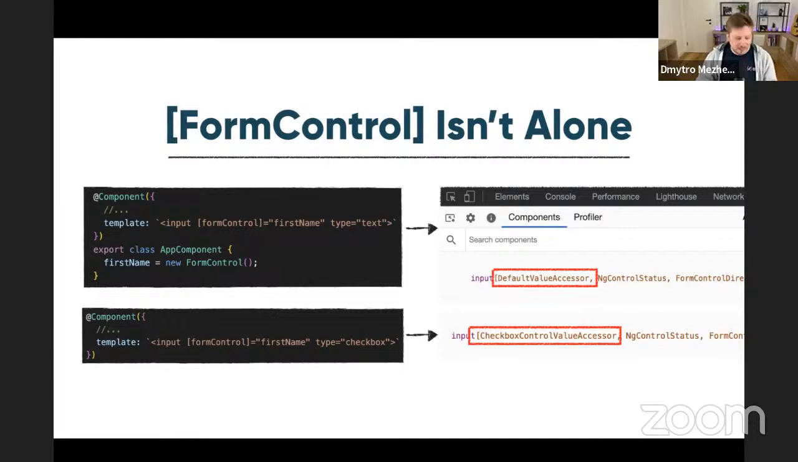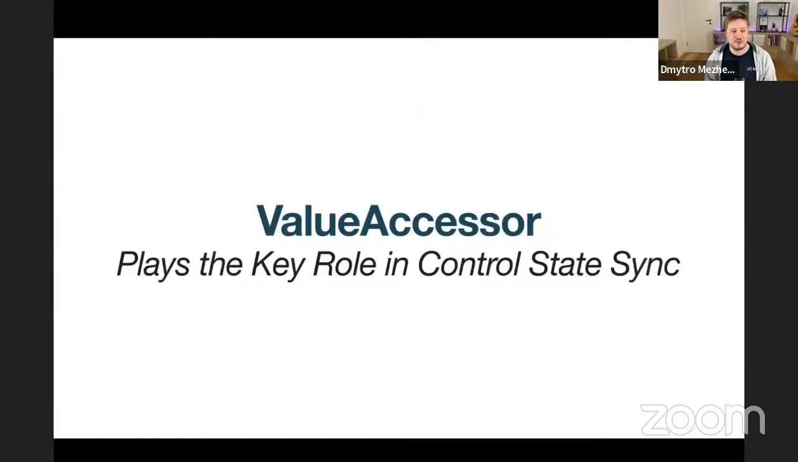So what is the value accessor? Which role does it play? The value accessor plays a key role in the control state sync. This is the guy who can work with models and some concrete type of the native form control.